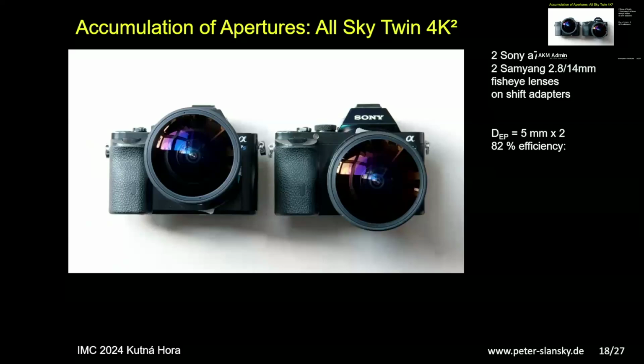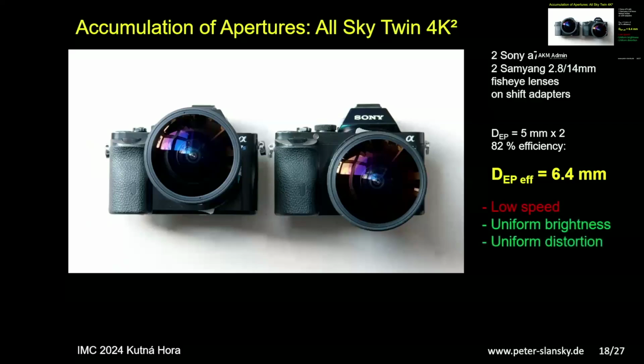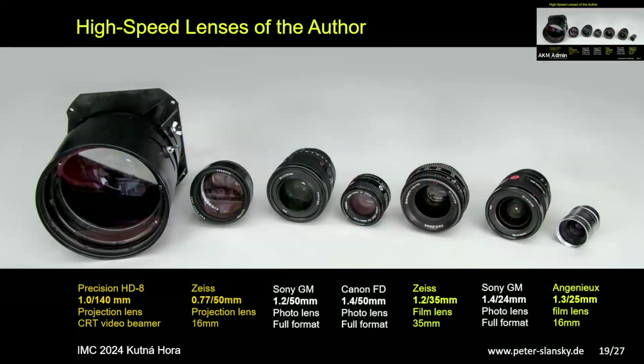And the combined aperture here, I made the calculations, is only 6.4 millimeters, so that's less than All Sky 7. Yes, of course, it's only 2 lenses, but the resolution is much higher. But that's not a competitor for All Sky 7, it's an experiment. Low speed, yes, but uniform brightness. So also a uniform distortion, because the optical axes are parallel, they are not tilted to each other.